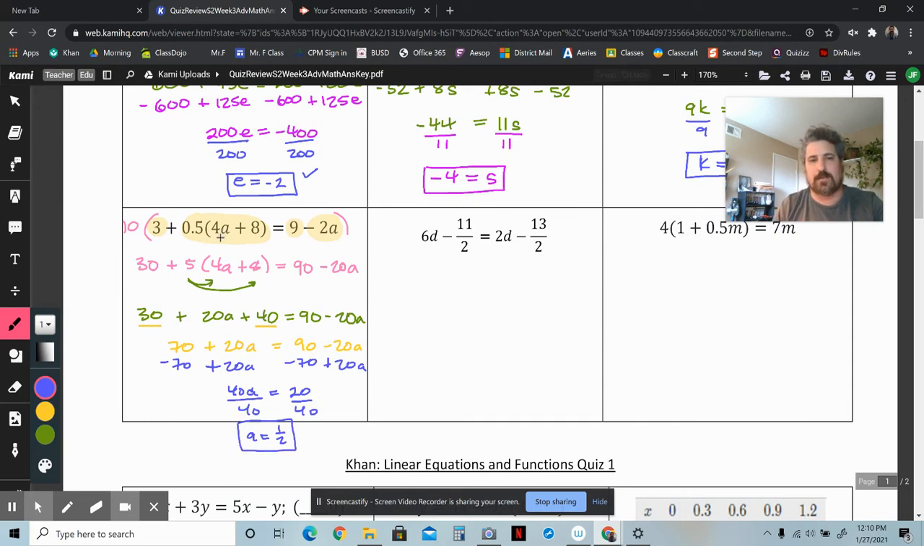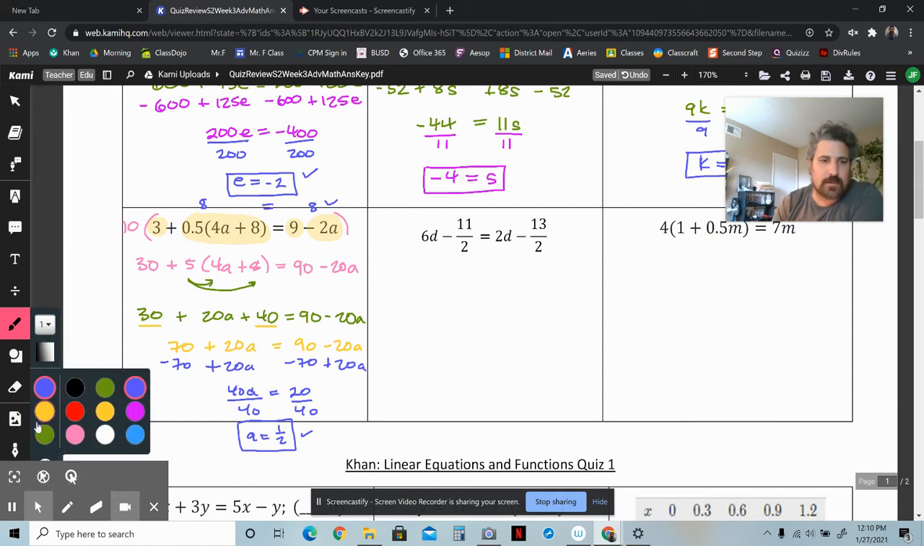And let's just see if this works. So 4 times a half is 2. 2 plus 8 is 10. 10 times 0.5 is 5. And 5 plus 3 is 8. So this would have a value of 8 on the left. And then over here, negative 2 times a half is negative 1. And 9 minus 1 is also 8. So we can see that 8 does equal 8. We've checked it, and we know that this solution works. Okay. So just make sure you always check your answer, because if it doesn't look right, doesn't feel right, it probably isn't right. Let's do the next one.